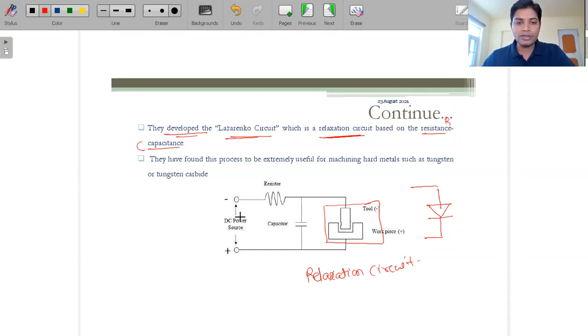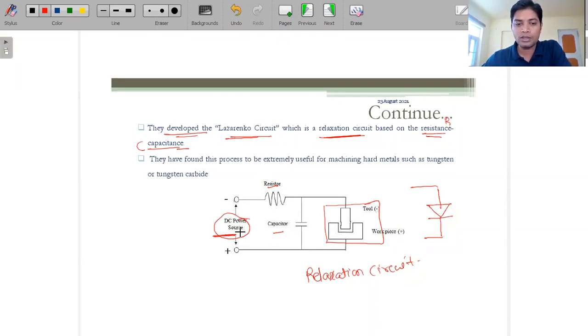So this is basically the DC power supply, the same as how we were using it in the ECM process. Here this is the DC power source. Now on the cathode side we are connecting the resistor. This circuit is based on resistance and capacitance, so we are using both elements. Here this is the resistance and this is the capacitor. The purpose of the capacitor is to store the energy and then release it after some time, wherever there is a need.